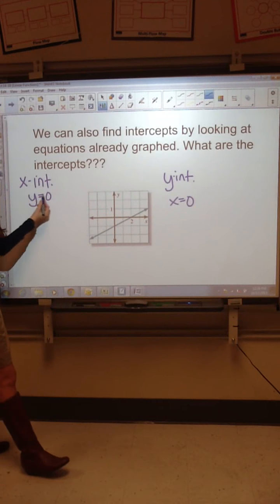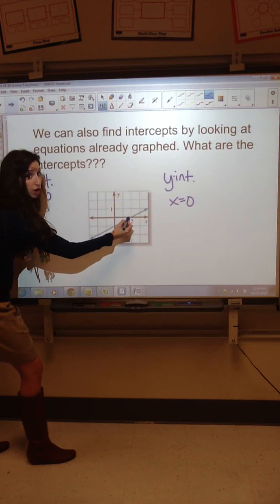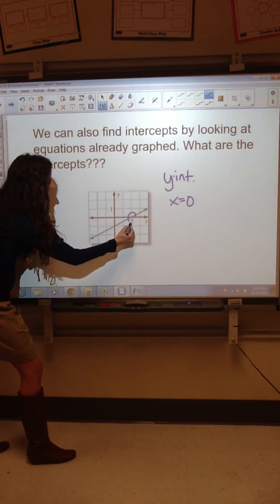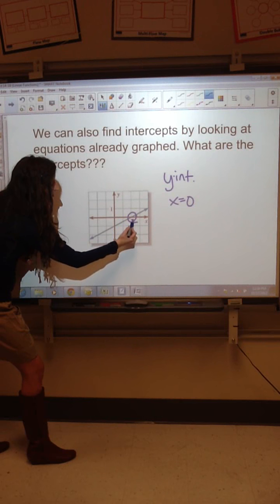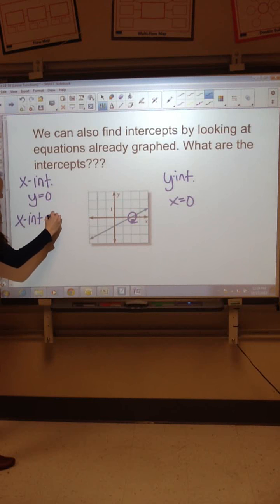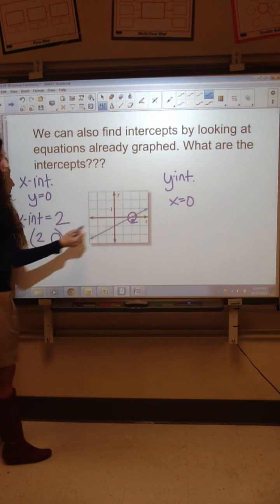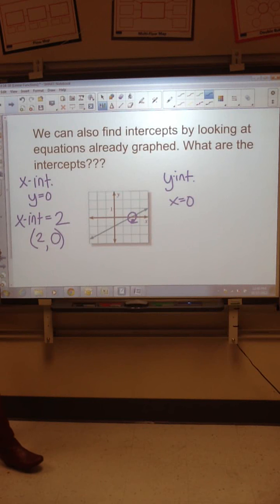So let's take a look. Where are we at on our line if we're at y is 0? We're only on the x-axis. And where does it cross the x-axis? At x equals 2. Okay, so my x-intercept equals 2. And we can write it in a coordinate point. This is my x value, so it goes first. 2 and y is 0. We're on the line. Okay, let's do the same thing for our y-intercept.